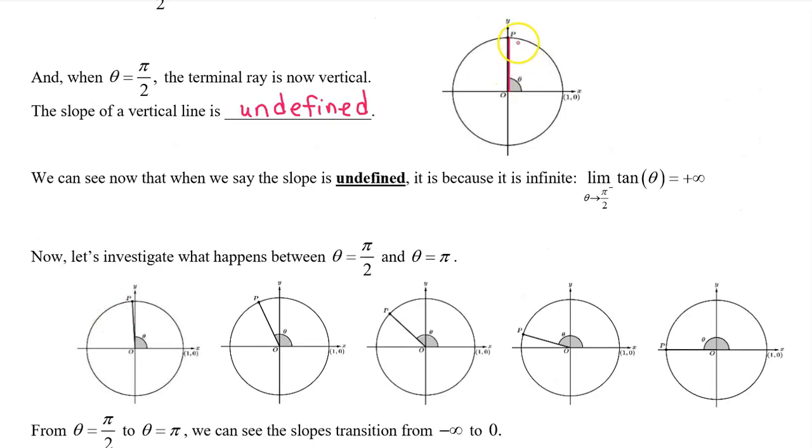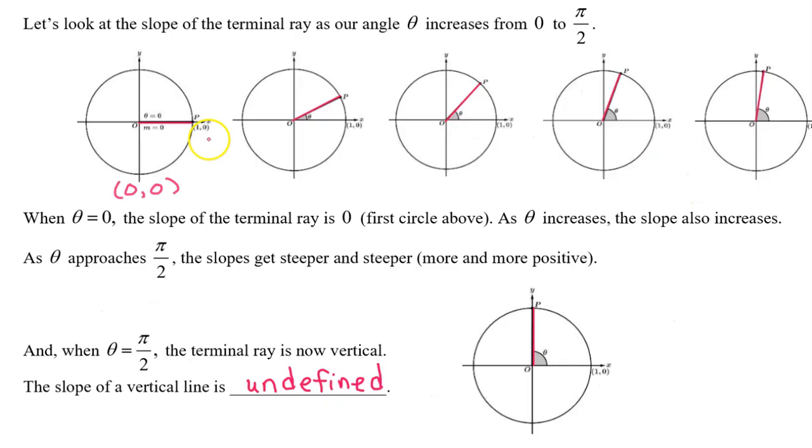When theta is equal to pi over 2, the terminal ray is now vertical, and we know that the slope of a vertical line is undefined. Specifically, the slope is undefined because the value of the slope is infinite. In other words, the limit as theta approaches pi over 2 from the left of tangent theta is equal to positive infinity. Let's graph what we have so far.